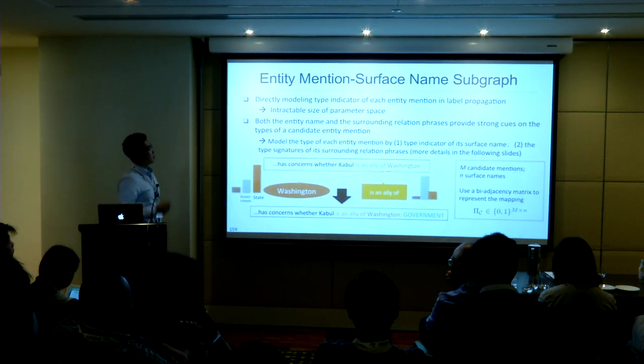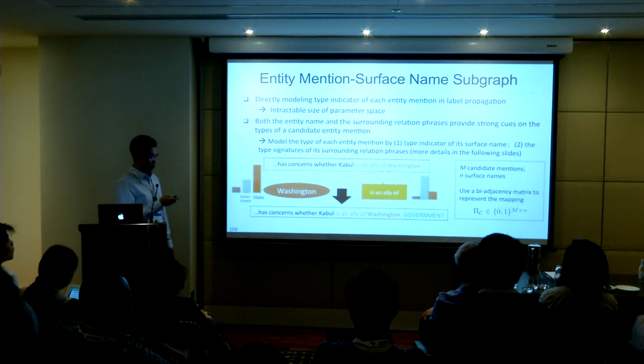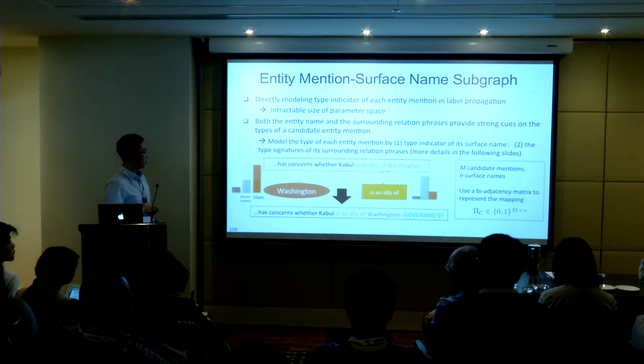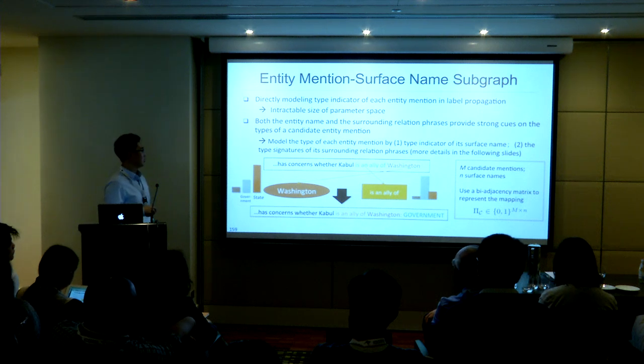So between the mention and surface names, why do we want to build up these links? Because we are proposing a model to determine the exact type of each entity mention, looking at two kinds of signals. The first signal is from the type distribution of these surface names in the corpus. Let's say Washington is a surface name, and from the corpus, about 16% refer to a state, 20% refer to a government, and some other chance to refer to a sports team.